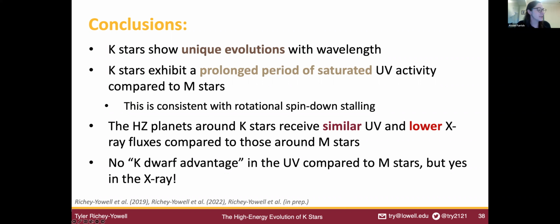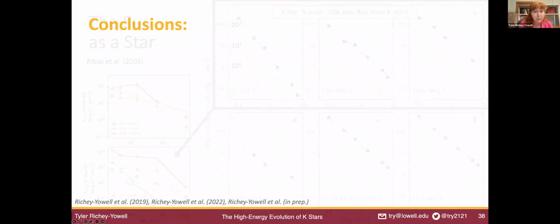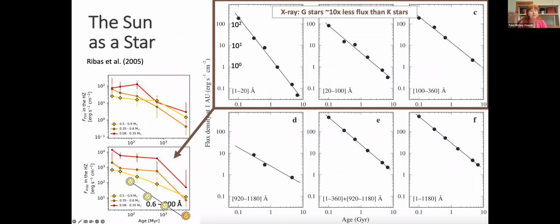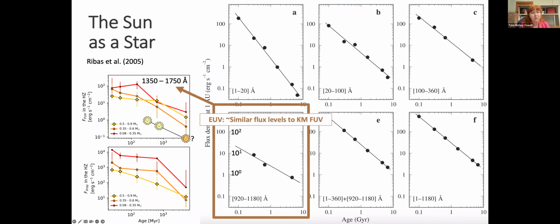I have a question to start. Could you go back to the sun as a star slide? I guess earlier when you were comparing the FUV and the EUV. Yeah, here, are you scaling? Are you using some scaling between FUV and EUV, or how are you?